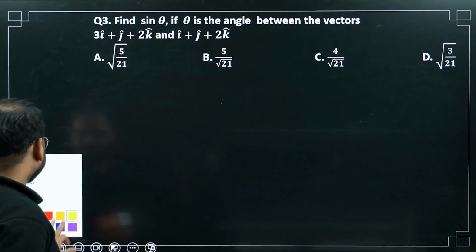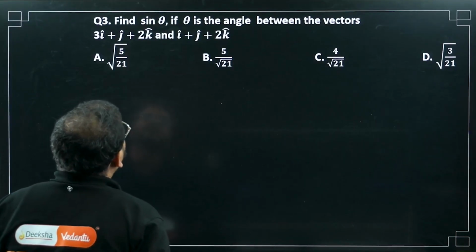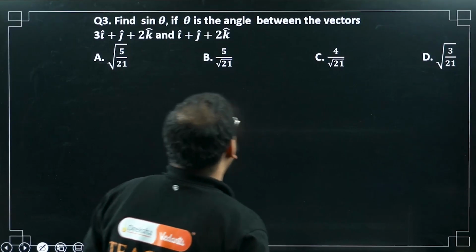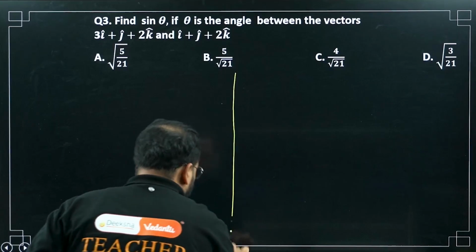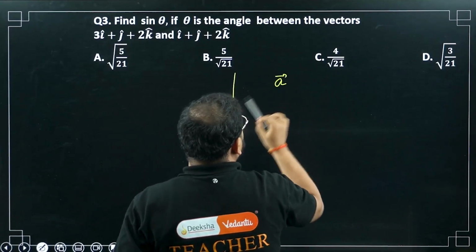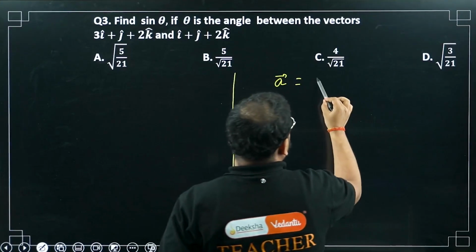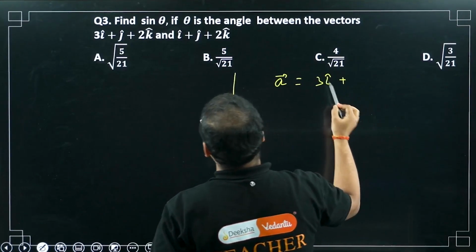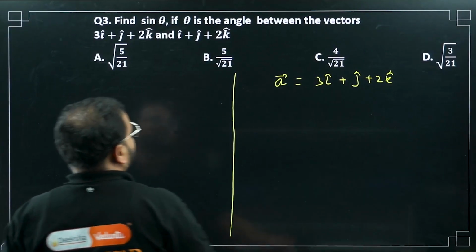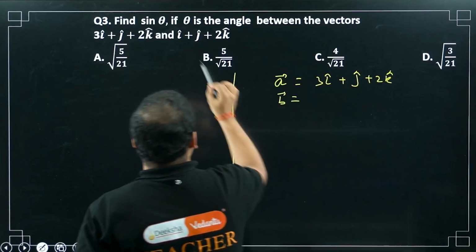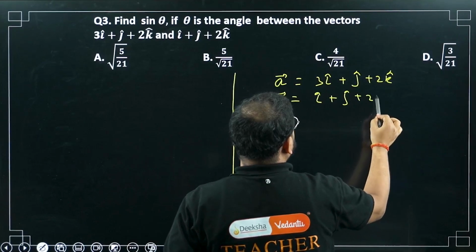Question number 3. How will we solve question number 3? Find sin theta if theta is the angle between vectors. Let's take the vectors to be A like this. Vector A is given as 3, 1, 2: 3i cap plus j cap plus 2k cap. Am I right? Great. Vector B is i cap plus j cap plus 2k cap.